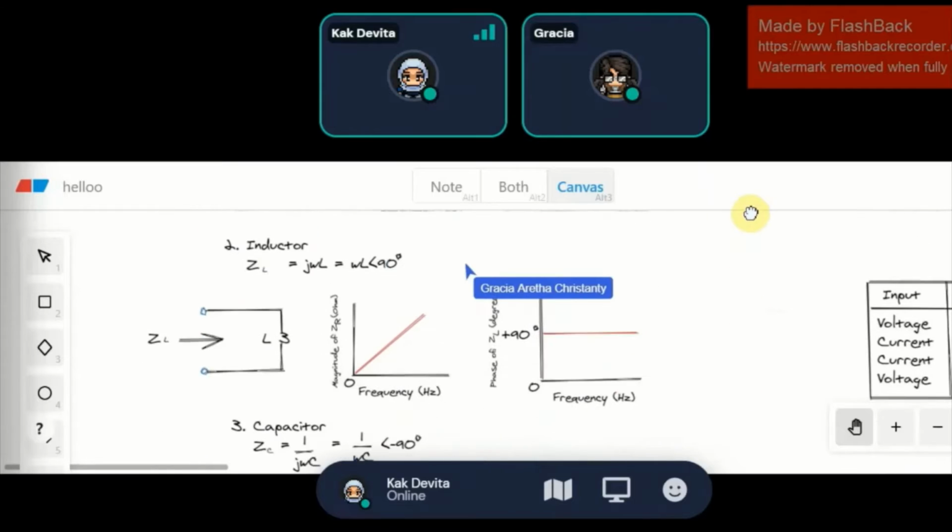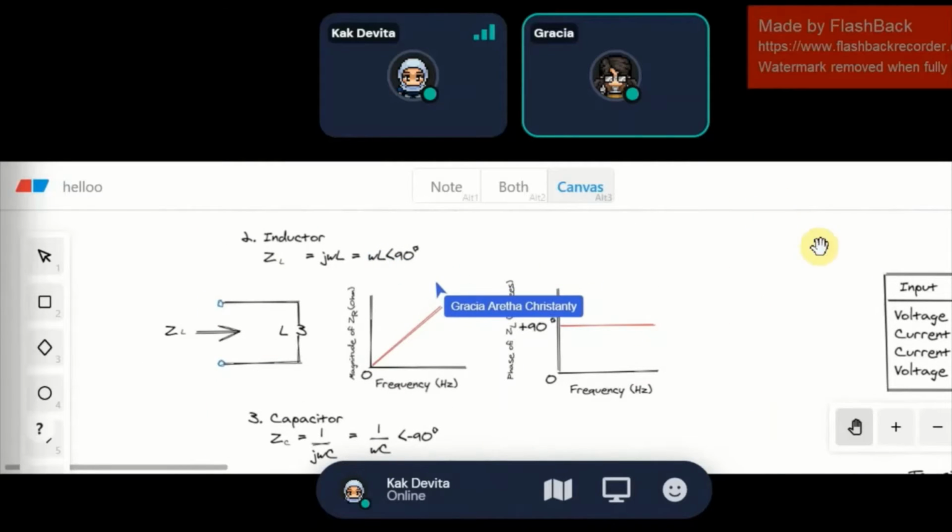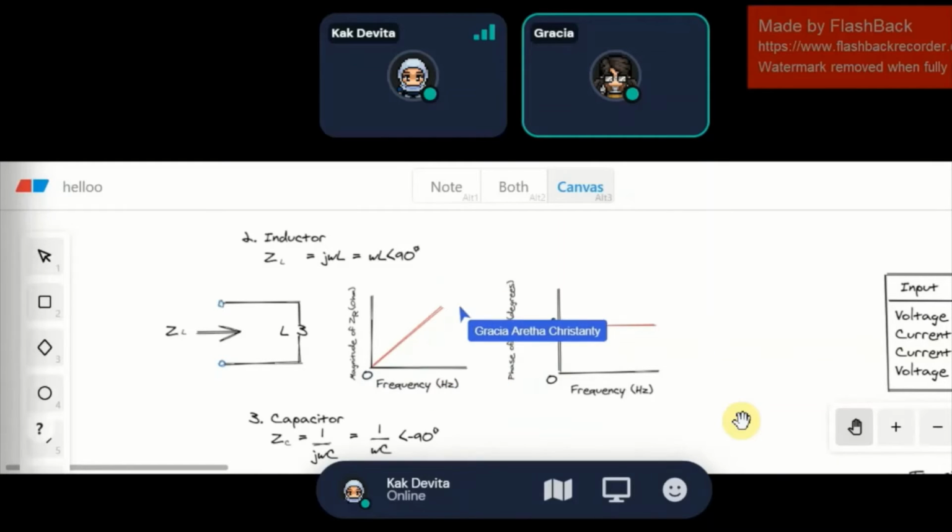The next one is for inductor. So for inductor, the equation is j omega L, which equals omega L with a phase angle of 90 degrees. So when we sketch the graph, at first the impedance will be very low, and at low frequency, the inductor acts as a short circuit. However, when the frequency goes higher, the magnitude of impedance also goes higher. Therefore, we can say that the magnitude is directly proportional to the frequency. However, the phase remains constant at plus 90 degrees.